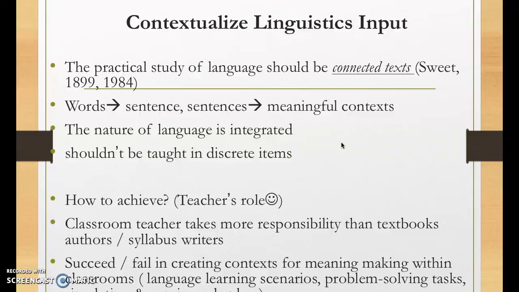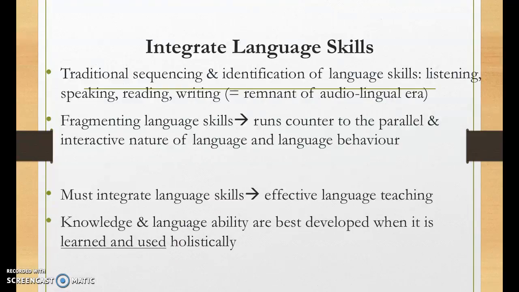Okay, contextualized linguistic input. Once again, context is really important. We can't just give them words. We can't just give them sentences. We have to give them words and sentences that go with a meaningful context. That way the nature of the language will be integrated, and it's no longer going to be just items that are randomly given to them. It will make sense. Once again, here's some more information about the teacher's role. I'm kind of worried about time, so I'm going to speed up a bit.